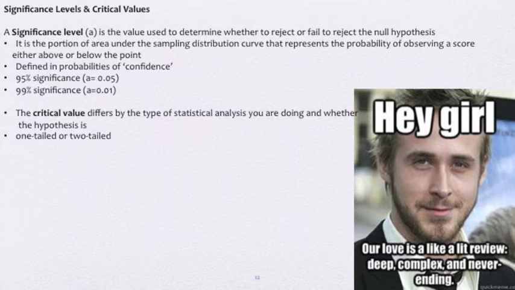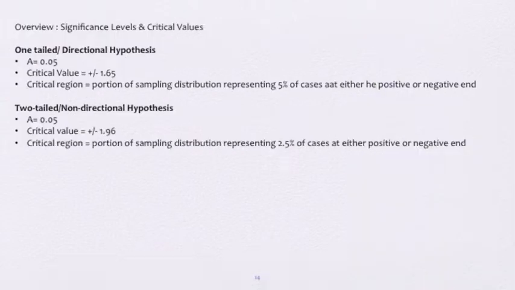The critical value differs by the type of statistical analysis you are doing and whether the hypothesis is one-tailed or two-tailed. It is also the corresponding value to the significance level that determines the boundary for rejecting or failing to reject the null hypothesis. Pause this slide and read, and pause the next slide as well.